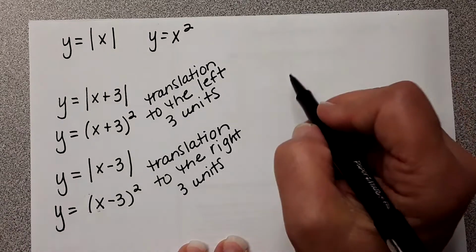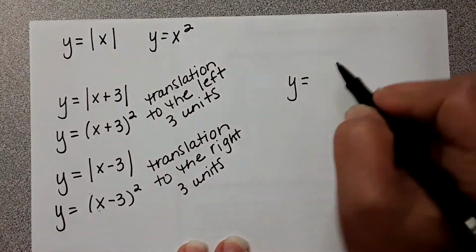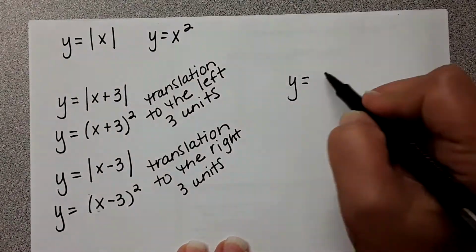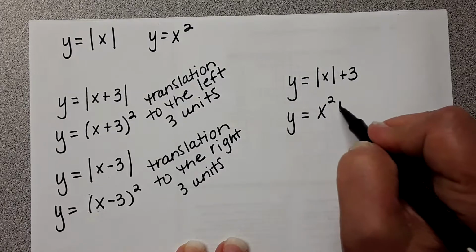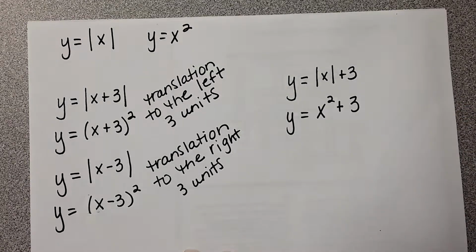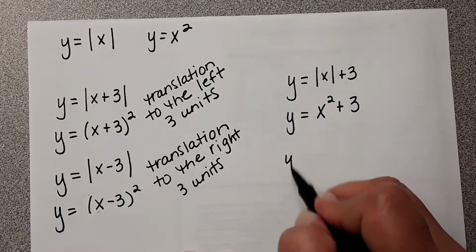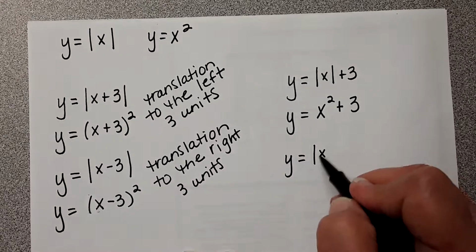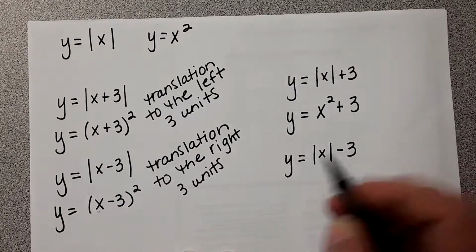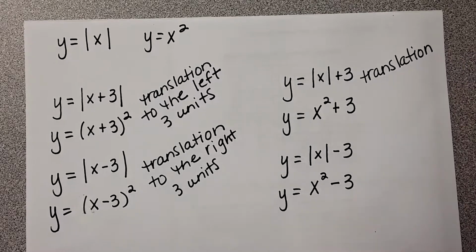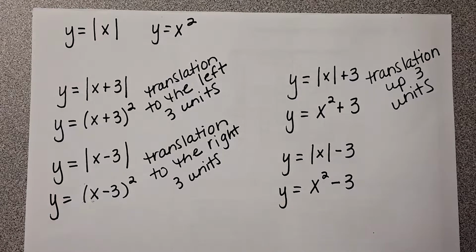Okay. So what I want to do is go over a translation versus a dilation. Translations for lines are nice. They usually don't have a dilation. Their dilation is more steepness. So we're going to focus on the absolute value and the quadratic functions, okay?